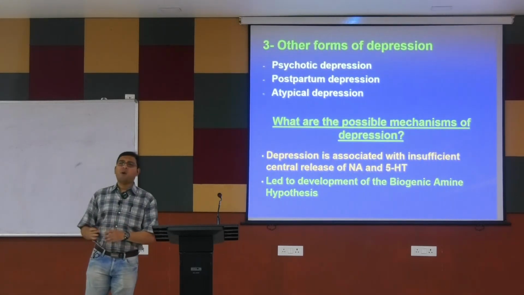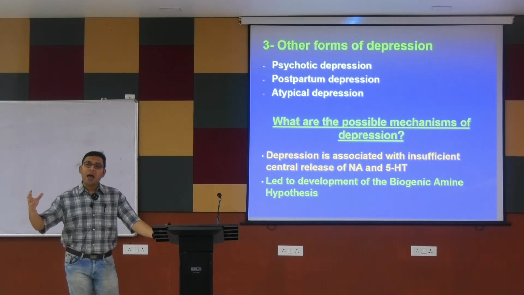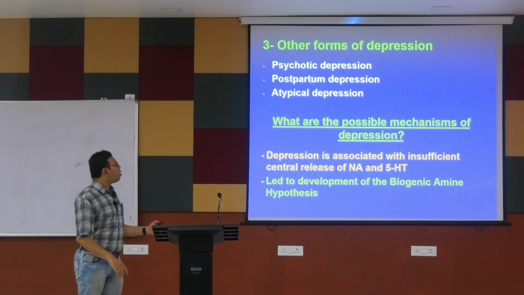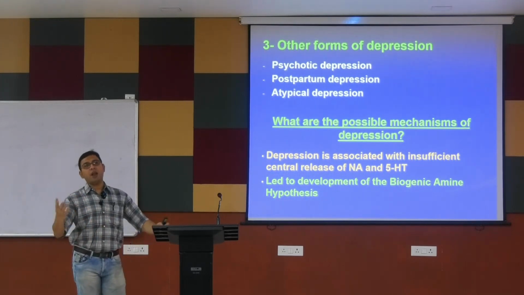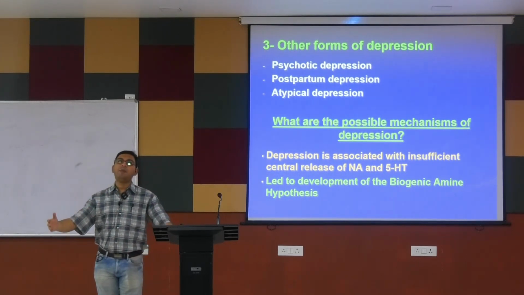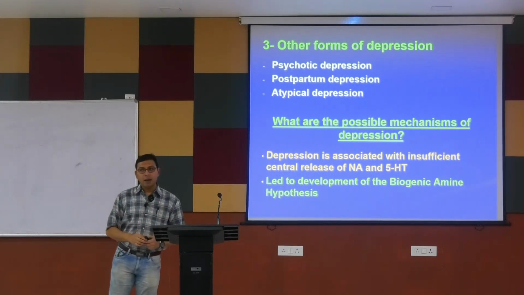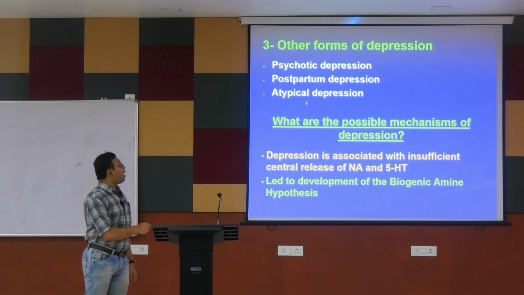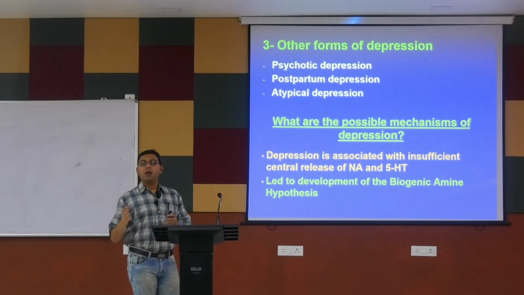So there may be other forms. Depression is not a sacrosanct entity; it may be associated with psychosis. So there may be psychotic depression, and postpartum depression, which is very common. After birth of the babies, there may be postpartum depression in approximately 20 to 30% of the ladies. There may be atypical depression, that is, depression is present but the typical symptoms are not there, which is commonly seen.